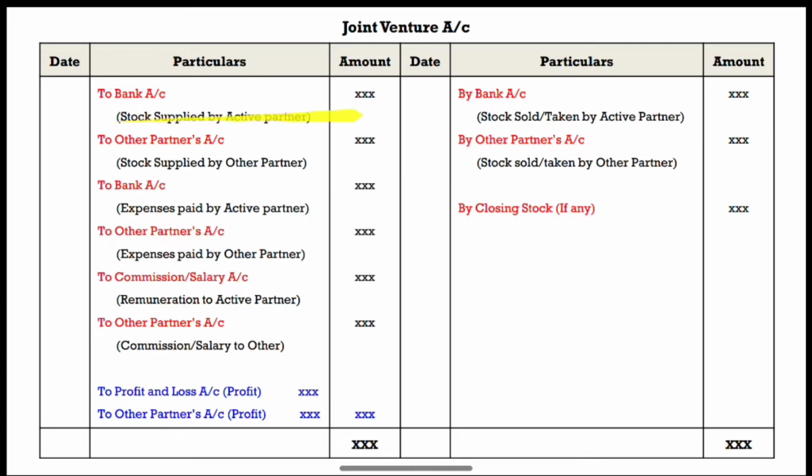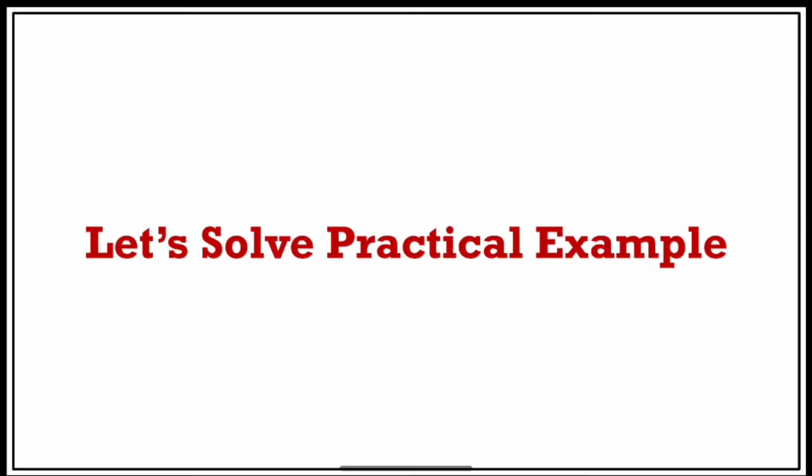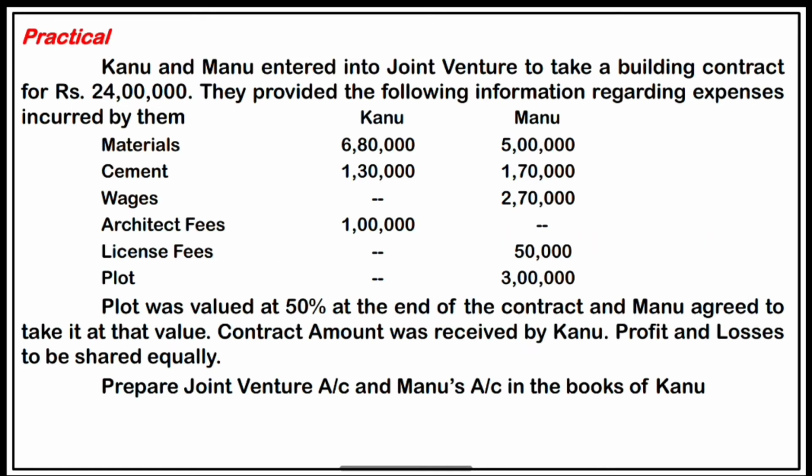See here, stock supplied by active partner, here other partners, this is stock inward, expenses, remuneration, here stock outward on credit side. So this is simply a format of a joint venture account. Let's solve practical example. We'll read the example first.